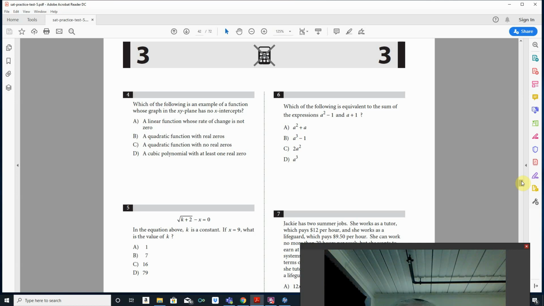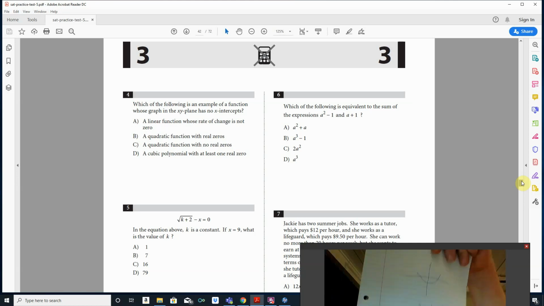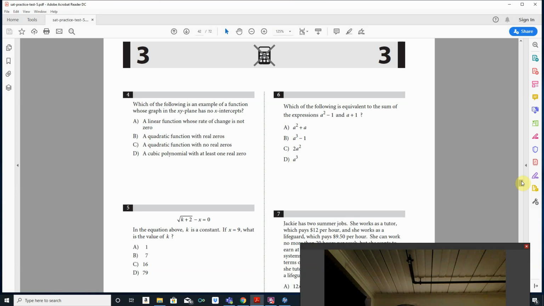So, okay. A linear function whose rate of change is not 0. No, that doesn't make sense. A quadratic function with real zeros. Okay, a quadratic function with no real zeros. It'd have to be a quadratic function with no real zeros. So that would be something that looks like the drawing on the bottom here. Notice how it never intercepts the x-axis. Here's our quadratic function, little parabola thing. So that would be one with no real zeros. So 4 is C.